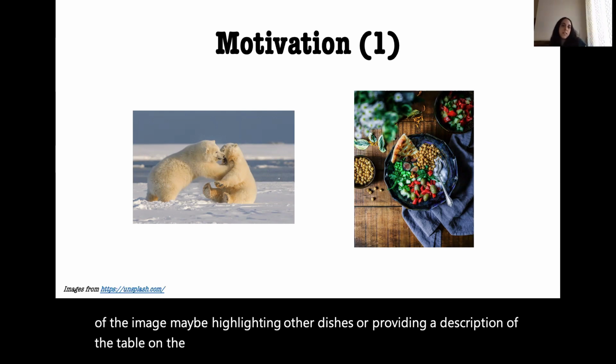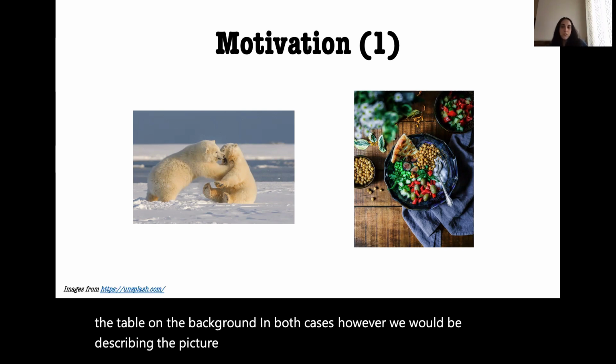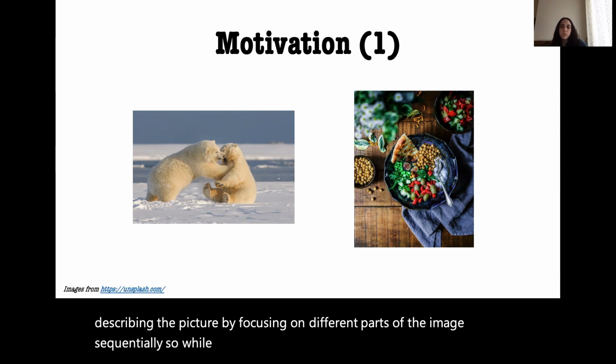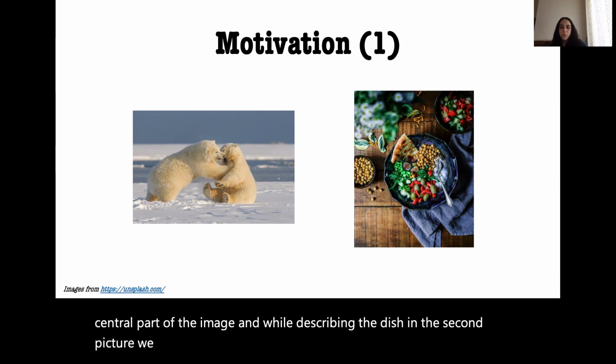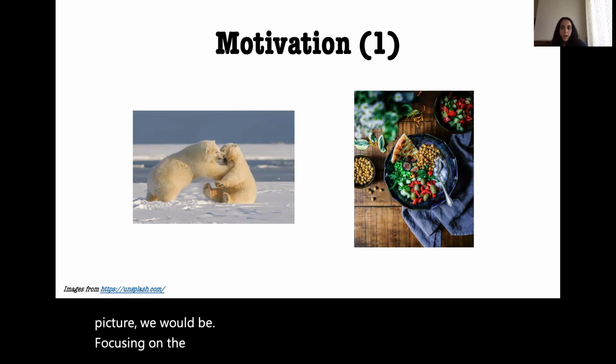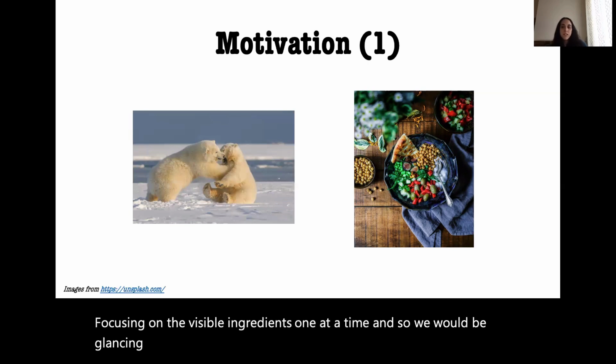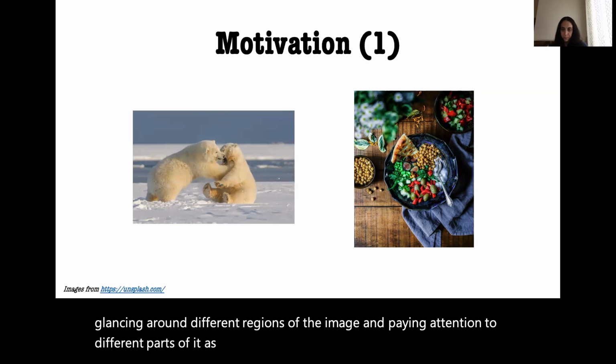In both cases, however, we would be describing the picture by focusing on different parts of the image sequentially. So while describing the bears, we would be concentrating on the central part of the image. And while describing the dish in the second picture, we would be focusing on the visible ingredients one at a time. And so we would be glancing around different regions of the image and paying attention to different parts of it as we describe them.